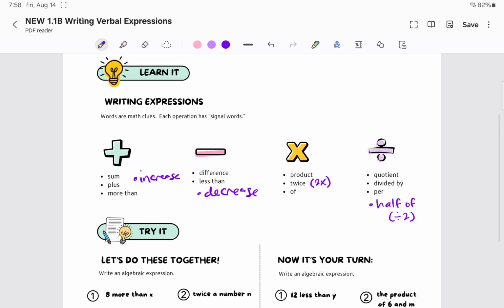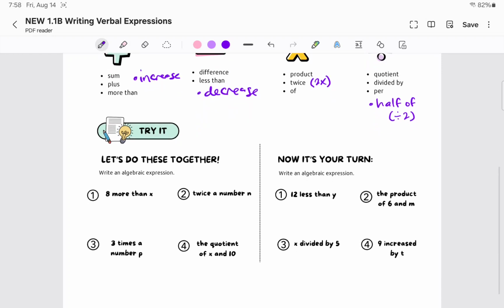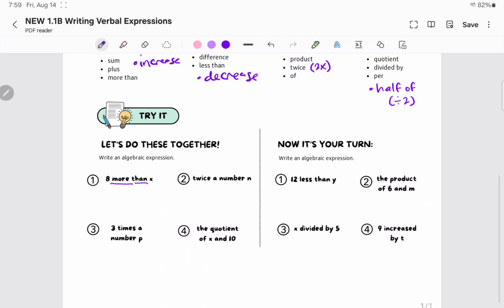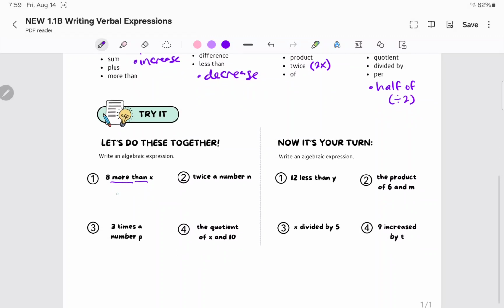So let's look at the examples now. We're going to do these together, this 1 through 4 on the left here. It says write an algebraic expression. For number 1, it says 8 more than x. So I'm going to ask myself, what operation does more than indicate? If I need to, I'm going to look up at my notes here at the top half. More than is underneath plus, so that means I'm going to be using a plus, and 8 more than x is x plus 8, or you could even write 8 plus x. It's going to be the same thing.